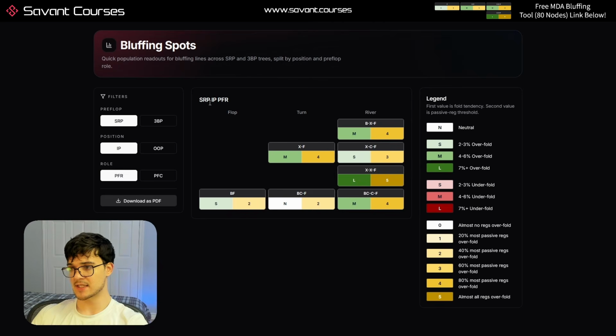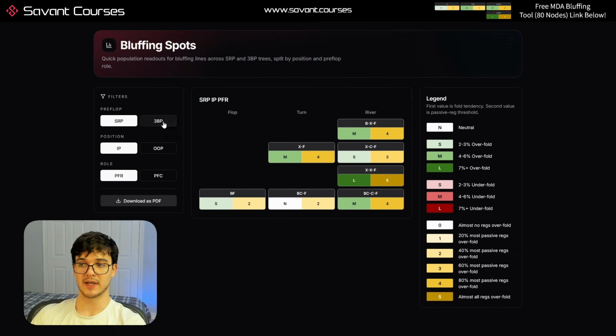For instance, let's say you have the opportunity to bet on the turn against the single raised pot in position pre-flop raiser. Around 80% of regs are going to overfold there. So you can be very confident that unless you're playing against one of the most stationy regs in your pool, there will be an overfold in the spot. It's a very safe exploit.